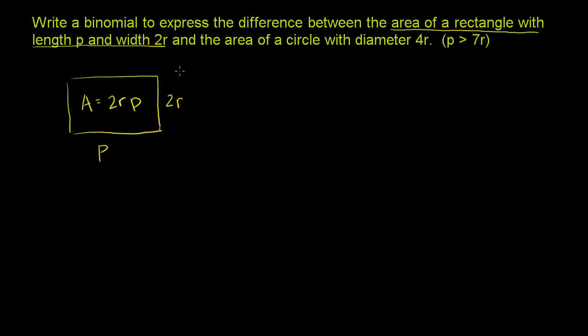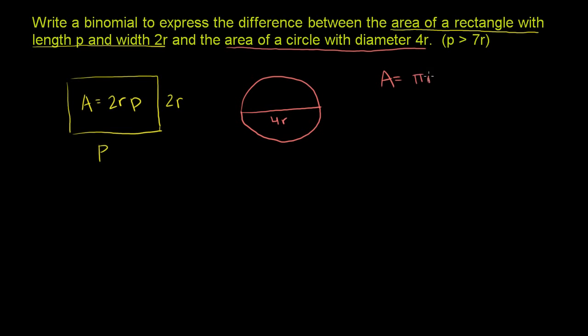Now, we want to find the difference between this area and the area of a circle with diameter 4r. So what's the area of this circle going to be? Let me draw our circle over here. So our circle looks like that. Its diameter is 4r. How do we figure out the area of a circle? Area is equal to pi r squared for a circle, where r is the radius.